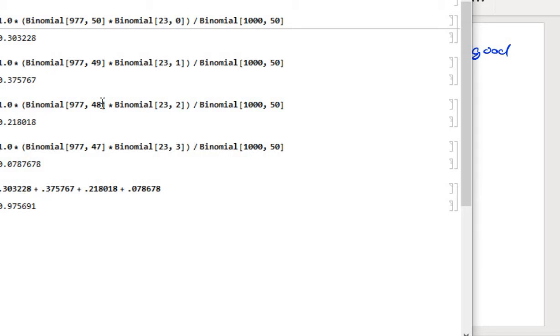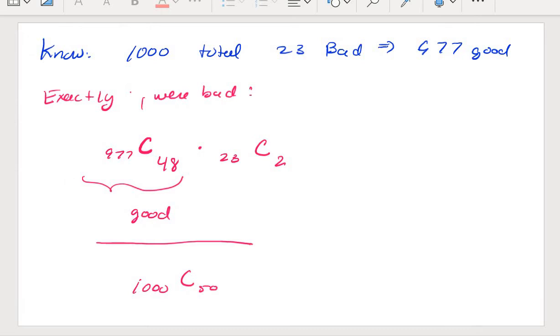So I keep repeating this process. If I choose exactly 1 were bad, everything knocks down. This is not 49, this should be 50, and 23 choose, let's see, 49, 48, this should be 47, right? And so out of the 977, 47 were good, and exactly none of them were bad. And so I would have everything change accordingly. So this number is wrong here.